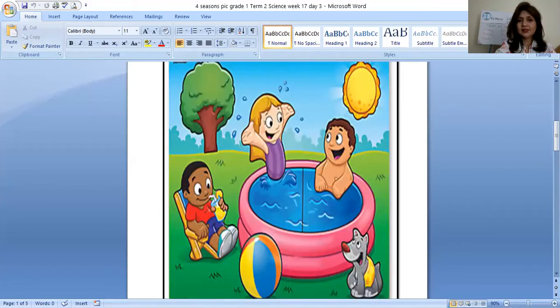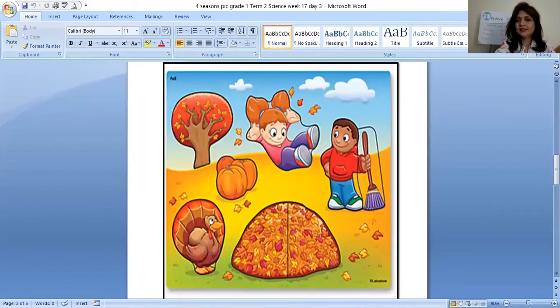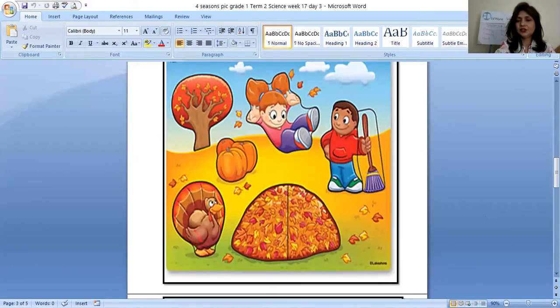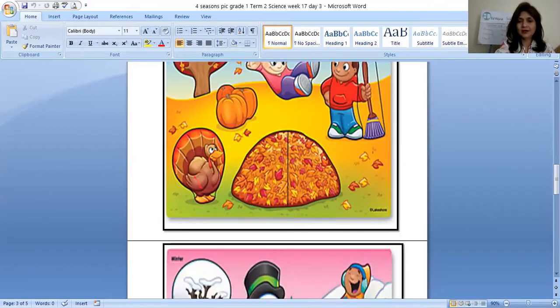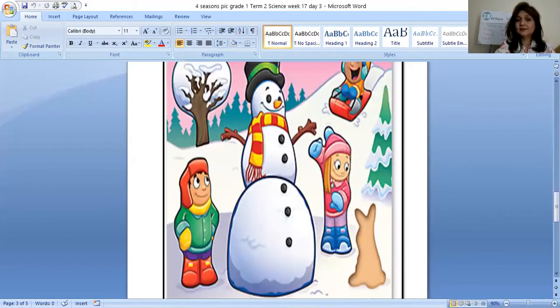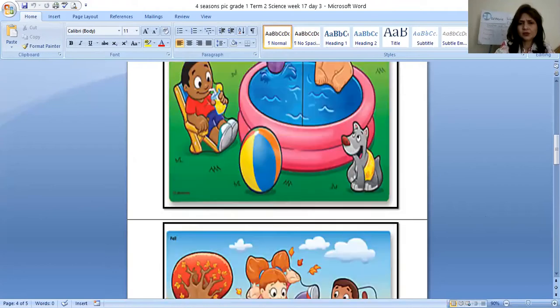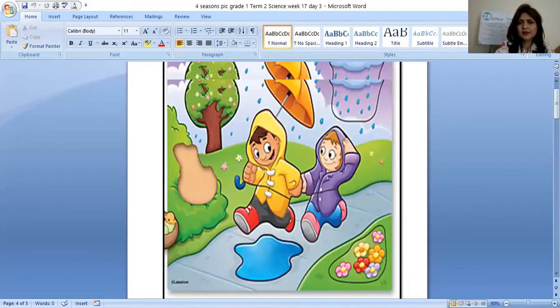Then you can see this picture. What is happening here? Which season is this? Yes, it's summertime. Alright, and this you can easily see which season is it? It's fall. Correct. And what about this? It's winter. So where is spring here? Can you find the spring season? This was winter, this was fall, this was summer, this is spring season, right?